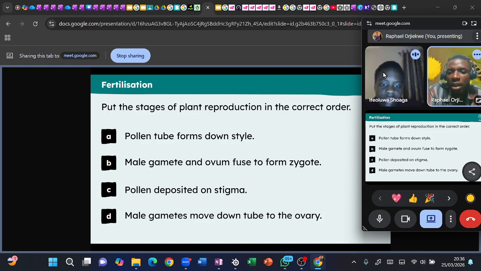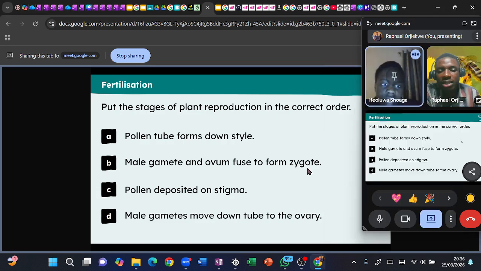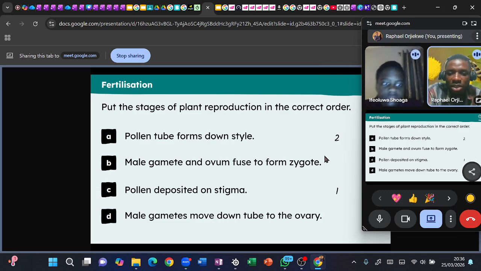Most likely C and D come first before you even think of A and B. So that's what you should be thinking of before you answer this. So let's have that. So we have 1, 2, then 3 and 4. So you see pollen deposited on stigma. Then after the pollen tube forms, the zygote forming is the last one. Then the seed forming, which is from the zygote, is the fifth one. So the first step, pollen deposits on the stigma, which is C. Then pollen tube forms down style, which is A. Then male gamete moves down tube to the ovary.